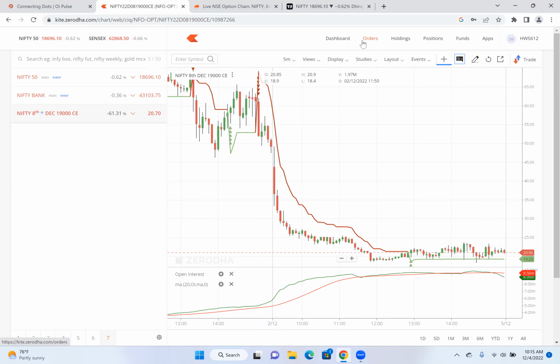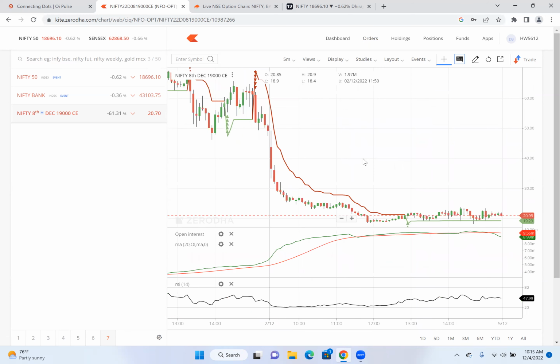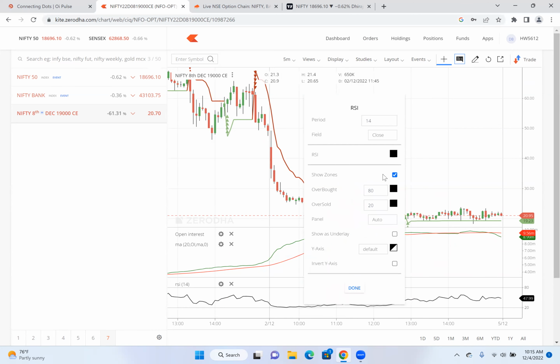Sorry, I'm extremely sorry. I need to add one more study, which is called RSI. Please make a change in your notes. I'm adding RSI as one of the studies. In RSI, the period will remain 14, field close, no change in that. Overbought I will change to 60, and oversold I will change to 40.